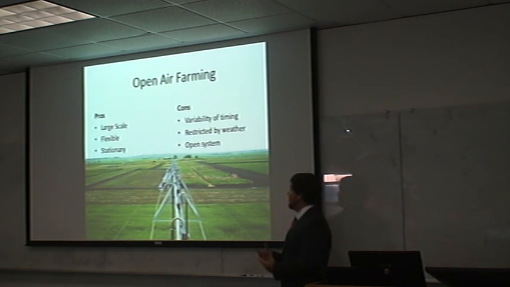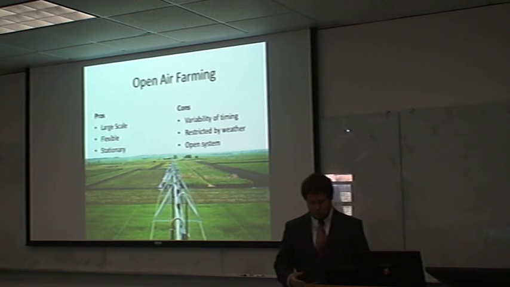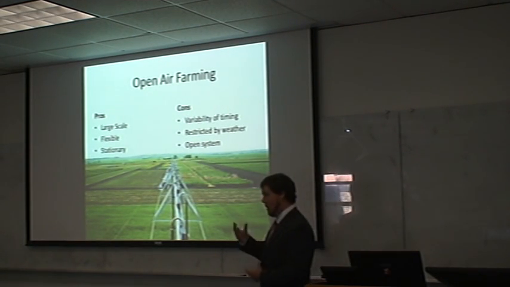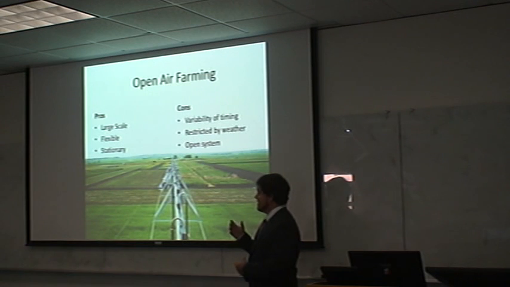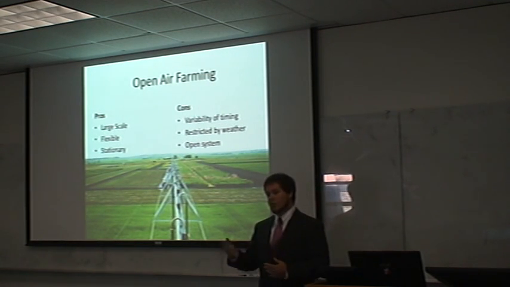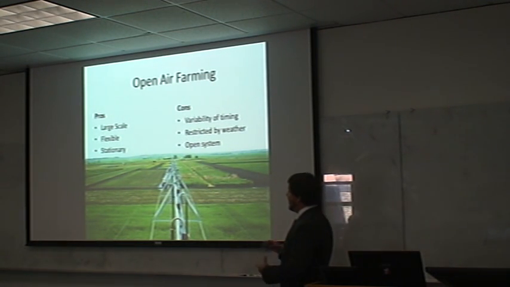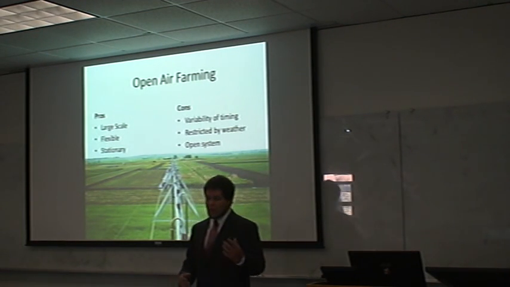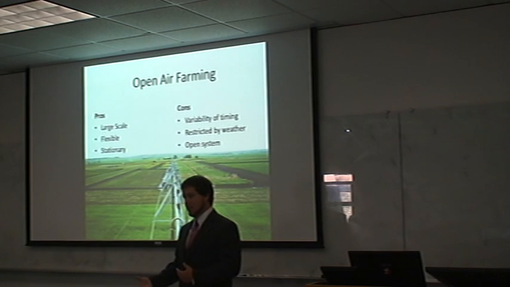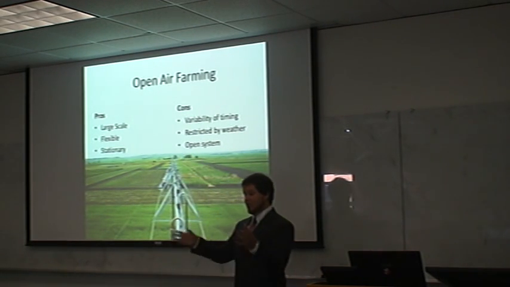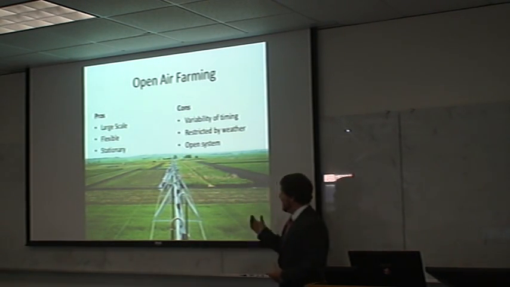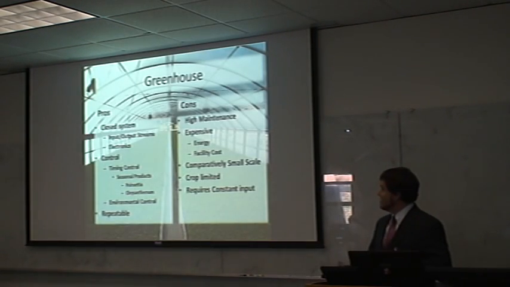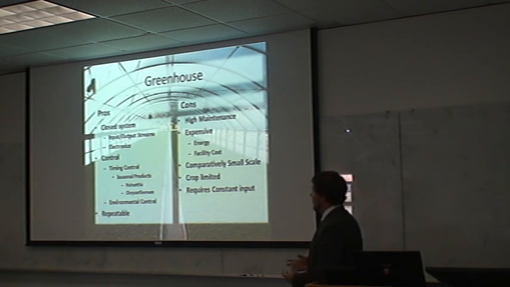The cons of that is the variability of timing. With a lot of the plants that you put in the ground, the way they bloom, the way they fruit, is dependent on the temperature or the soil or the amount of sunlight that they get. So you're really restricted by the weather, and you're in an open environment. So you can't say this particular plant got X amount of rain. You can say, okay, this field got on average this much rain, but it's really an open system. You can't say specifically.